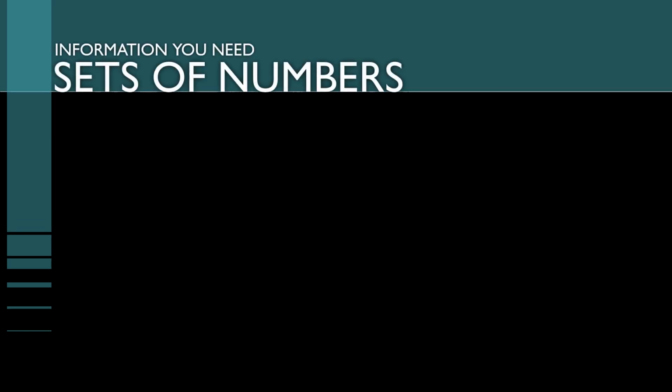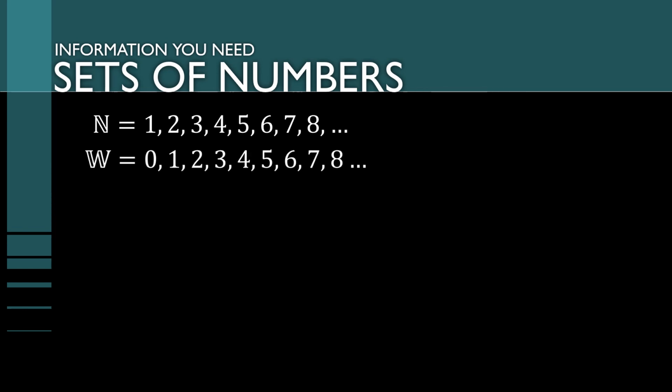So the first set of numbers is the natural numbers. These are all of the positive numbers that are not fractions and are not decimals. So the set of natural numbers is 1, 2, 3, 4, 5, 6, 7, 8, and so on. Following the natural numbers, you have the whole numbers. The whole numbers are all of the natural numbers, and then we also tack on 0. So there's only one difference between the natural numbers and the whole numbers, and that's 0.